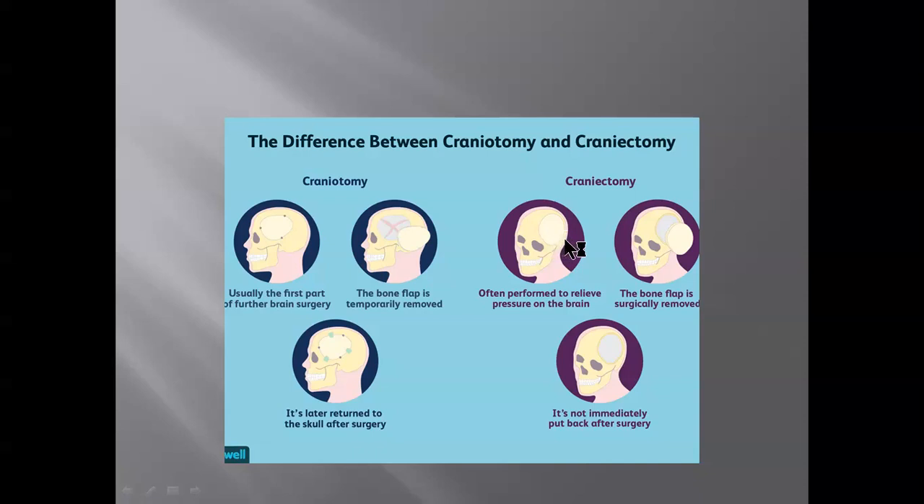It may be after 1 week, 5 days, 10 days, or after 6 months, depending on the condition for which the operation has been done and how the ICP has been managed. So the only difference between craniotomy and craniectomy is, in craniotomy you put the bone back there and then, whereas in craniectomy at a much later stage you put the bone flap back.